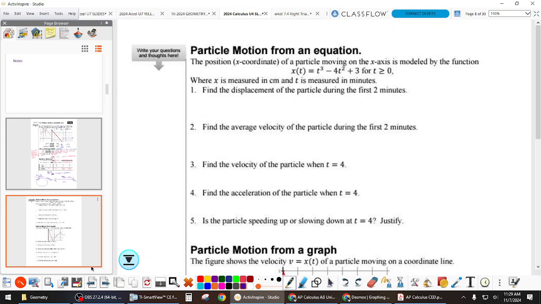Solve for 0, solve for 2. Good. Find their difference. Real quick, I want you to highlight.